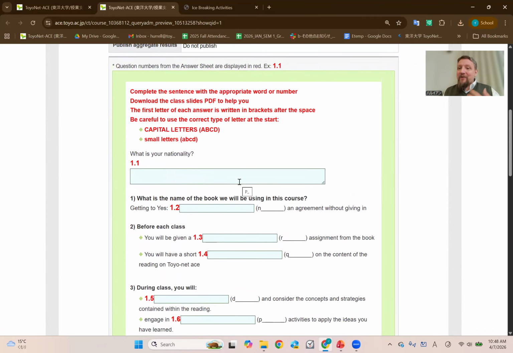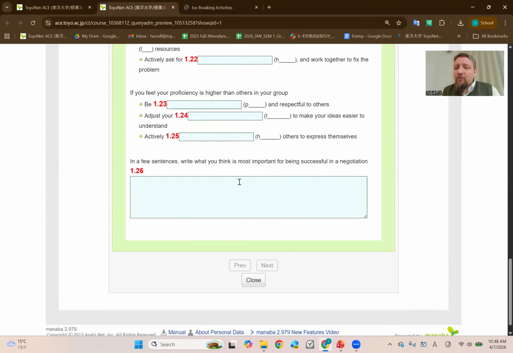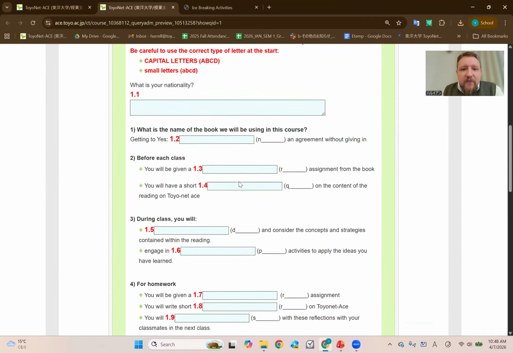Also, I'd like to ask everyone what your nationality is. So please include that. I would really like to know how many different nationalities we're dealing with in the class. And also at the bottom here, I'd just like you to write a few sentences, no more than three sentences, on what you think is important for being successful in negotiation. And in next week's class, we will look at some of these ideas and talk about them. Okay, right.